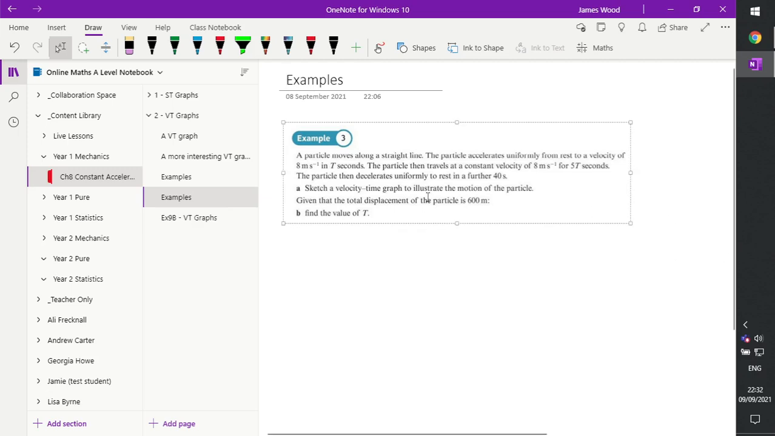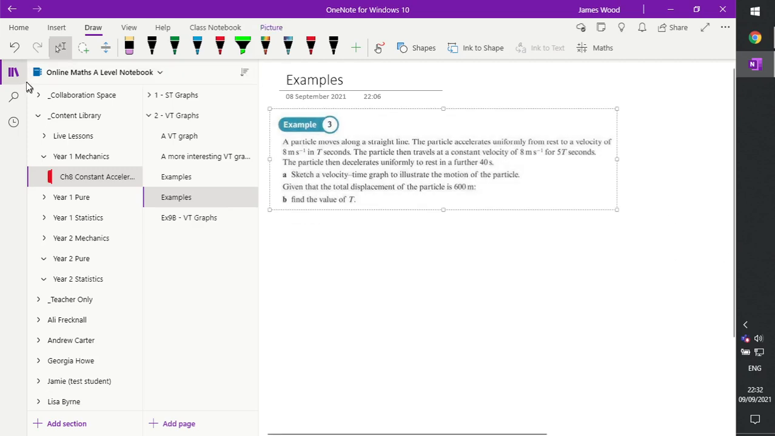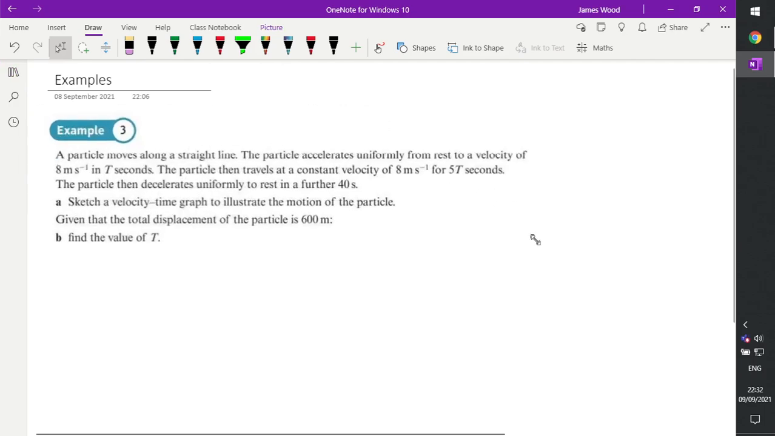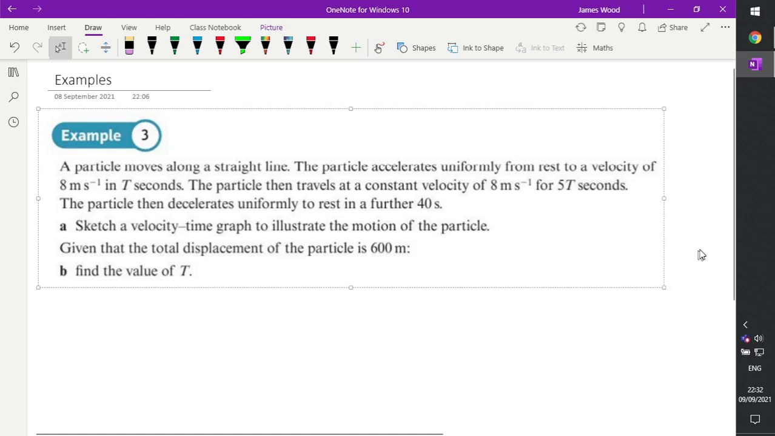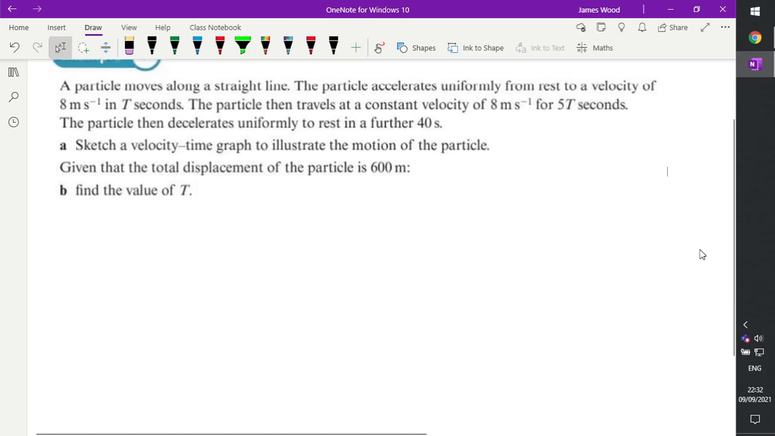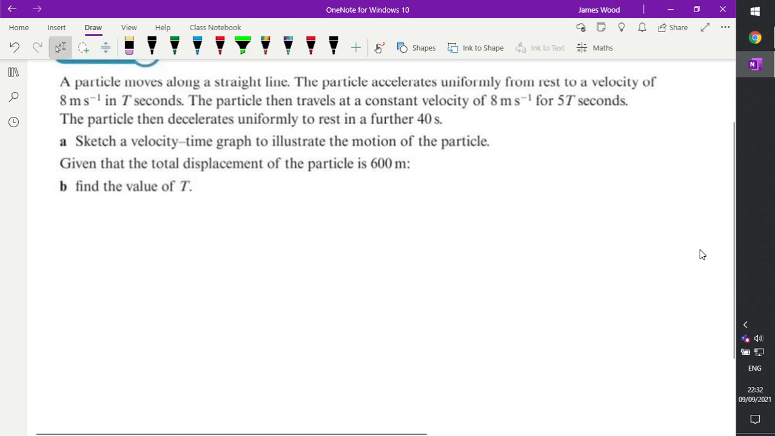Okay, here's another example. This time we don't have a graph. We're going to have to probably draw our own here. Okay, the particle moves along a straight line. The particle accelerates uniformly from rest to a velocity of 8 meters per second in t seconds. It then travels at a constant velocity of 8 meters per second for 5t seconds and then decelerates uniformly to rest in a further 40 seconds. Okay, so we're definitely going to need a nice graph here.